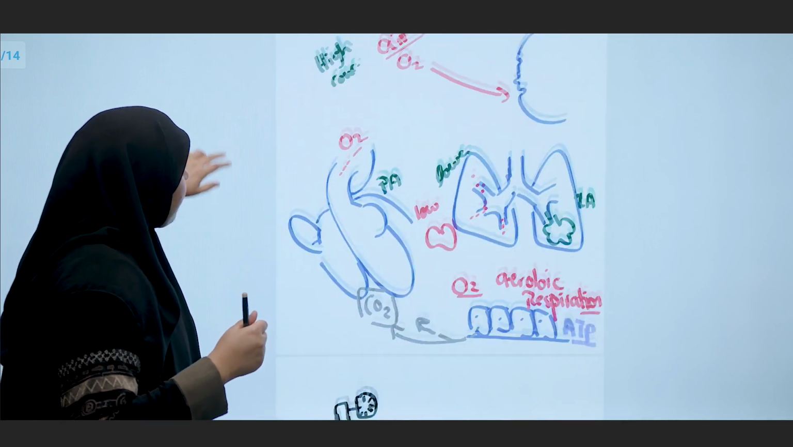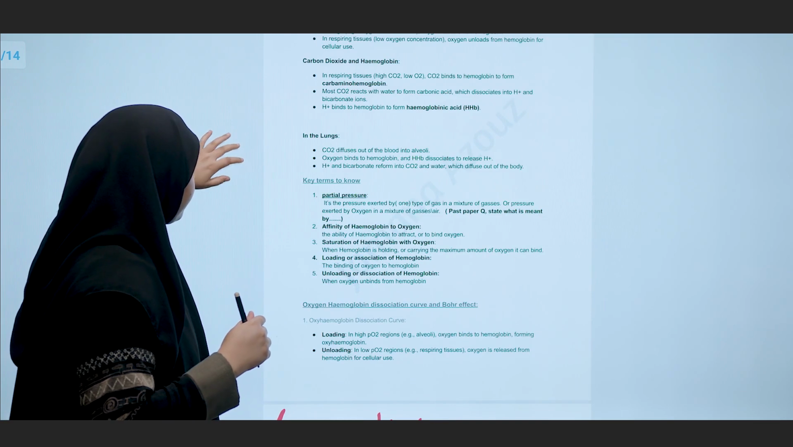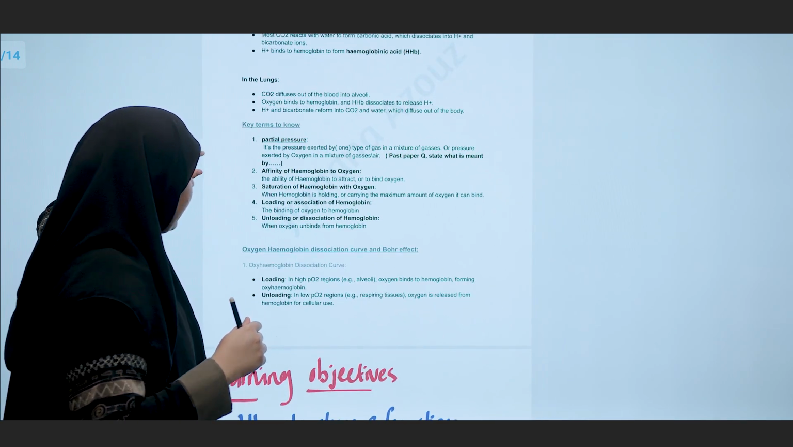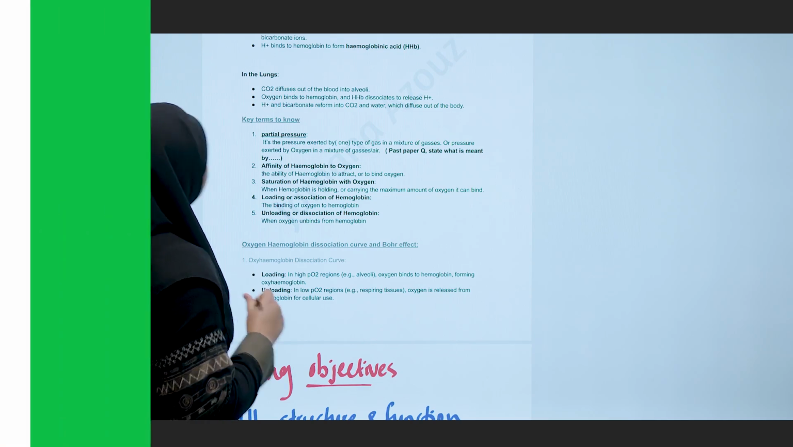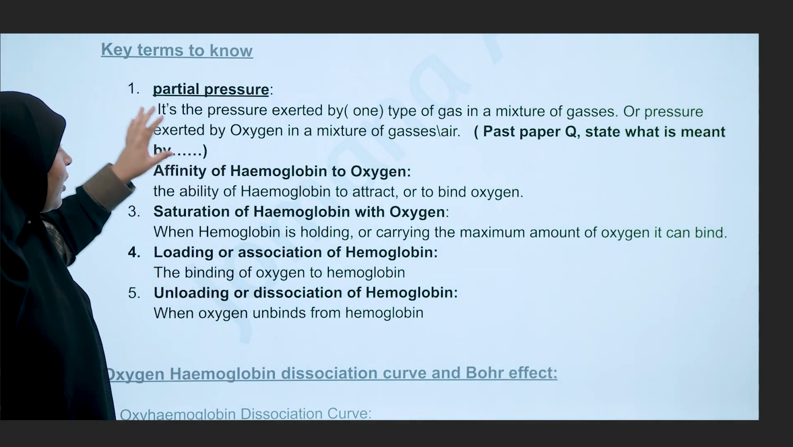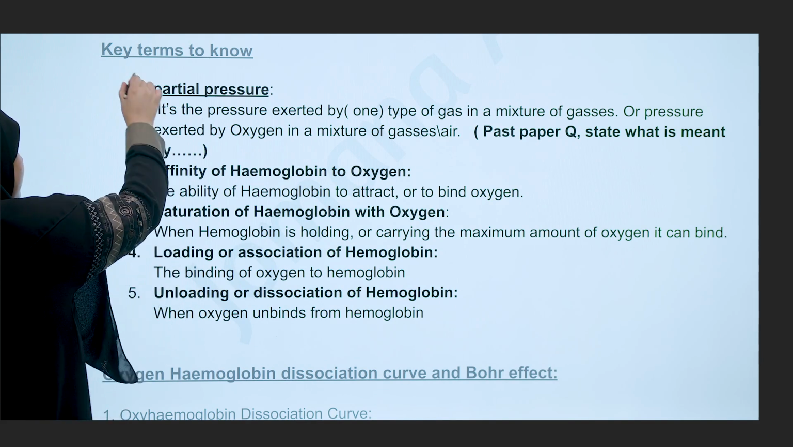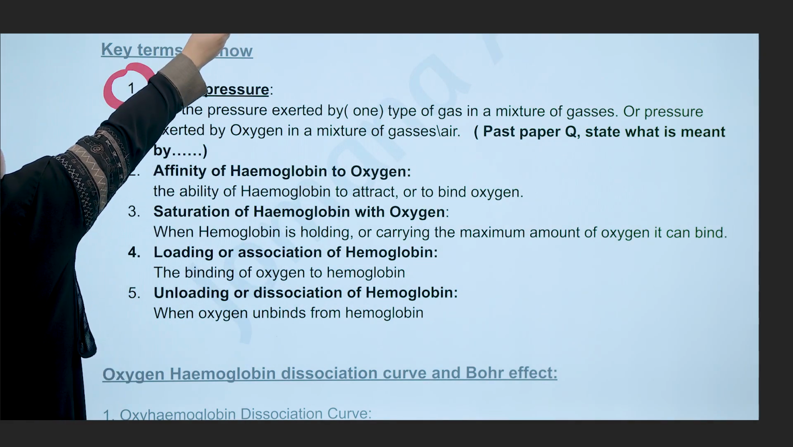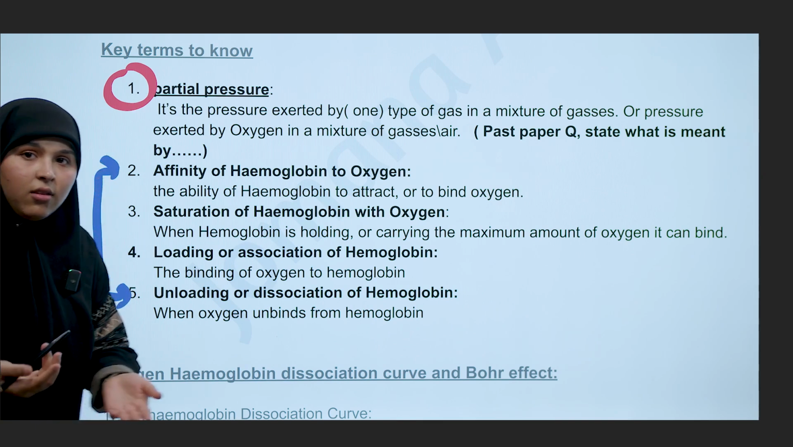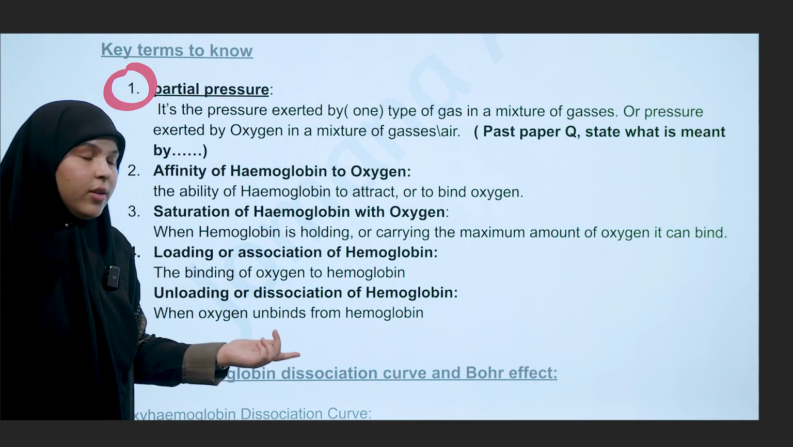So let's go back to the main key terms, and then we will get into the heavy stuff, which is going to be the graph. So again, as I said, the partial pressure. You must learn about these key terms. The only one that came across in past papers as a state what is meant by is this. However, it's extremely important to know the rest, because they are not going to be asked as a direct definition, but these concepts will be applied in the writing questions.